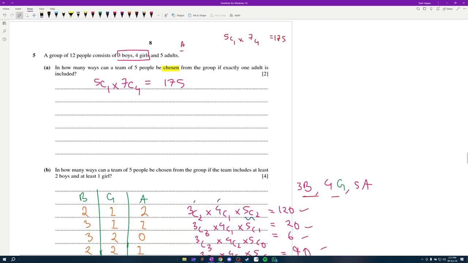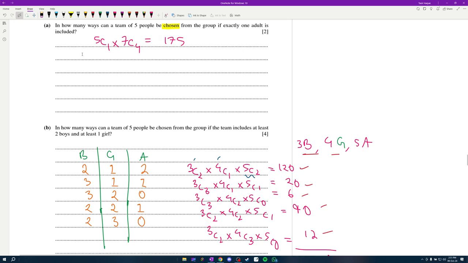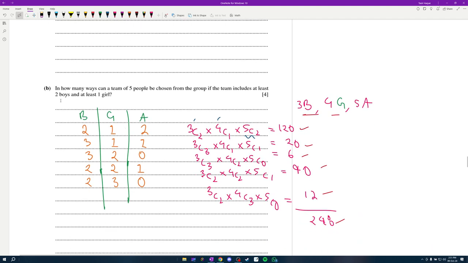That's it. In how many ways can a team of 5 people be chosen from the group if the team includes at least 2 boys and at least 1 girl? So this is kind of like the one where I taught you about more women being there compared to men. But rather than that, you have at least 2 boys and at least 1 girl. So the same concept applies.